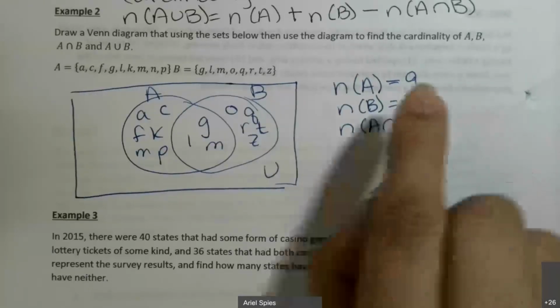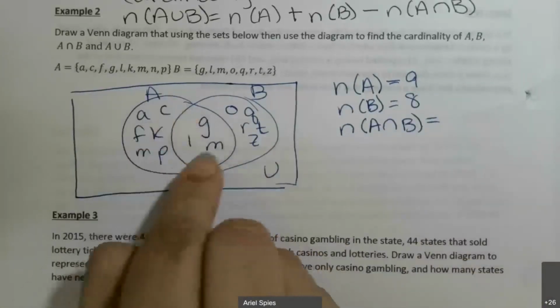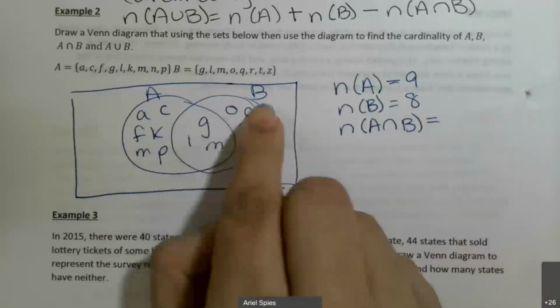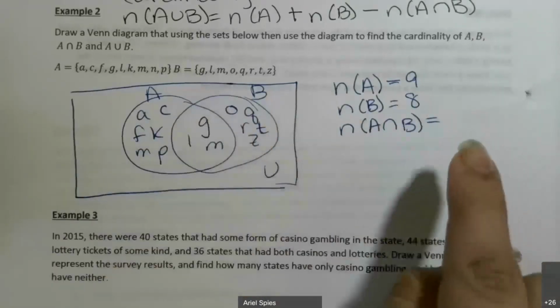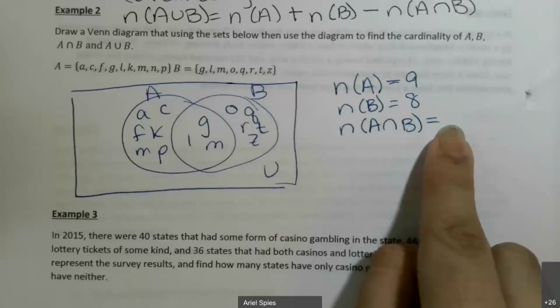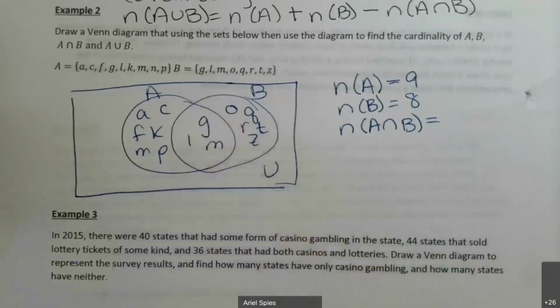Oh, yeah. So 9 is the total number of letters inside of the A circle. 8 is the total number of letters inside the B circle. And then this answer will be the part that they share. So how many is that?